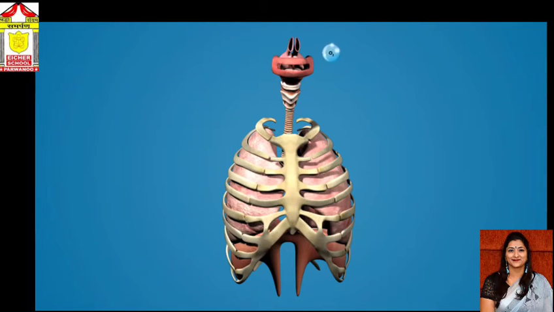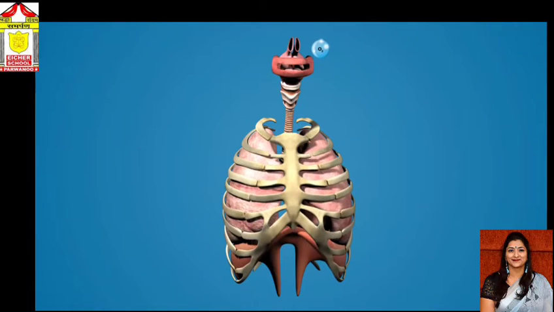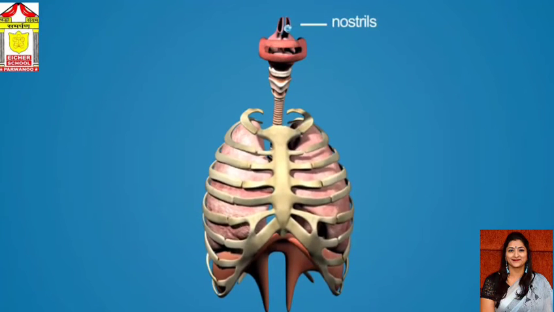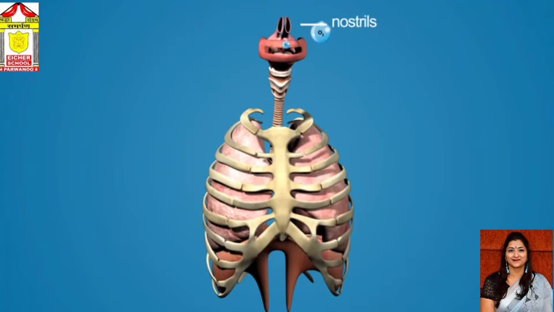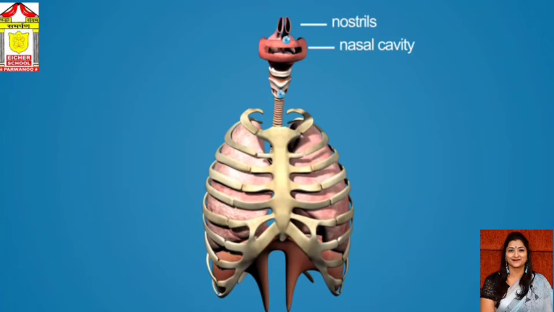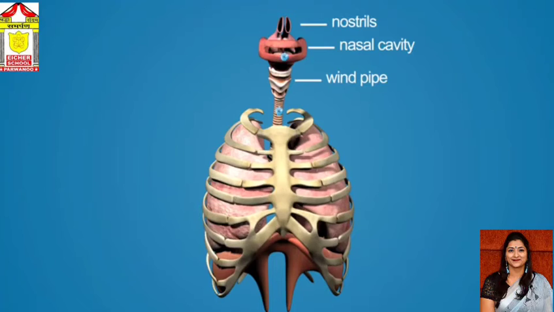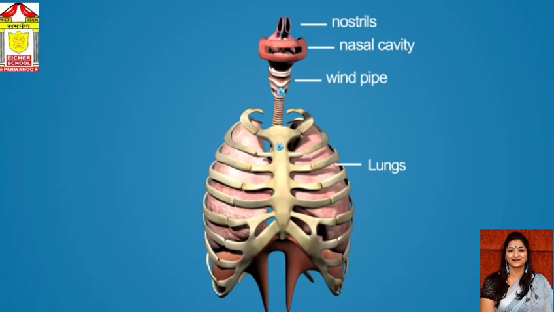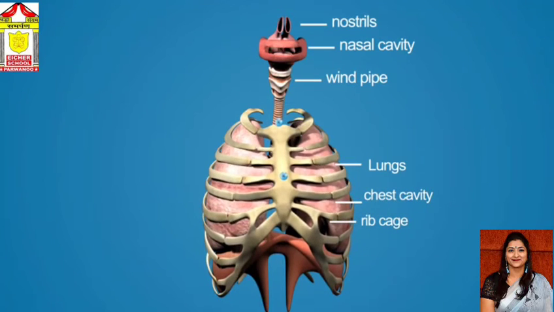Normally, we take in air through our nostrils. When we inhale air, it passes through our nostrils into the nasal cavity. From the nasal cavity, the air reaches our lungs through the windpipe. Lungs are present in the chest cavity. This cavity is surrounded by ribs on the sides.